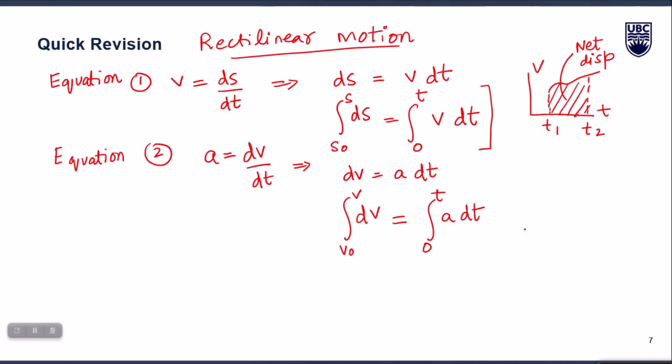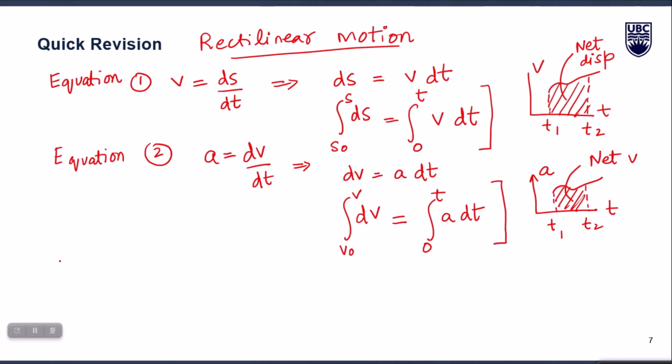Again, the graphical interpretation of this equation would be that the area enclosed by the acceleration time relationship between any two time instants is equal to the change in velocity or net velocity of that particle. So same thing, if I have an a versus t relationship, I can calculate the area between any t1 and t2, and this shaded area will be equal to the net velocity.